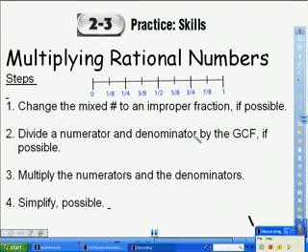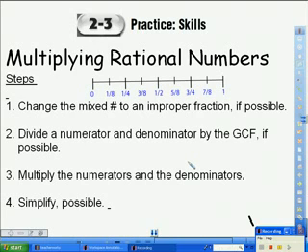Lesson 2-3, Practice Skills, Multiplying Rational Numbers. Let's look at some steps before we begin. They will be useful in our lesson today.